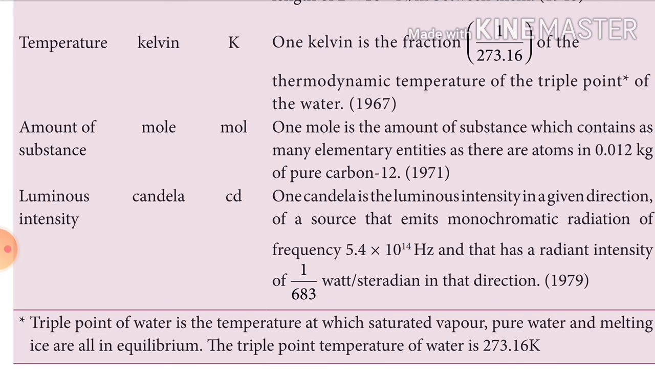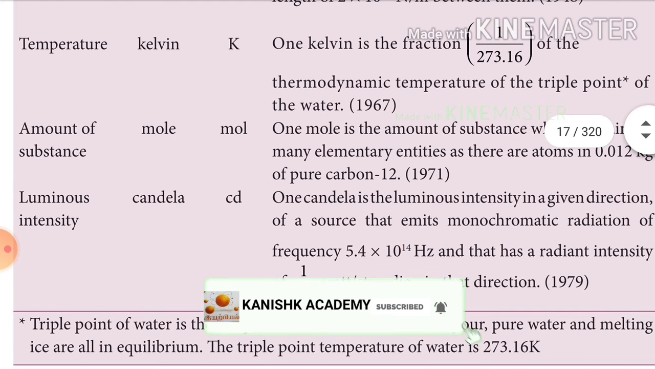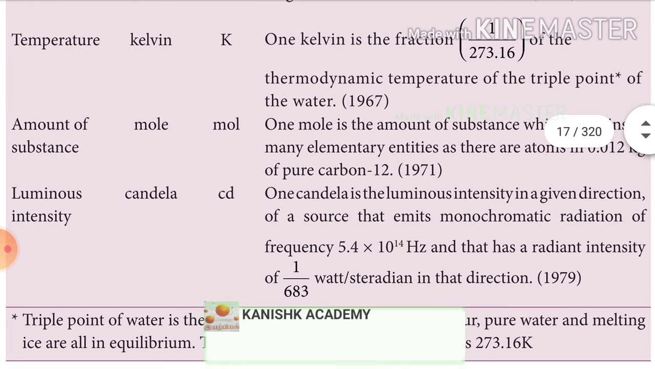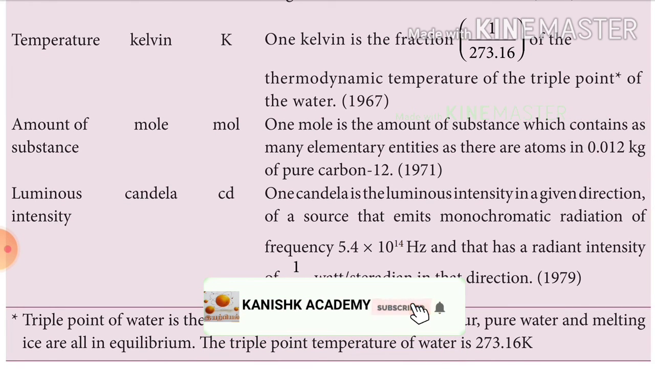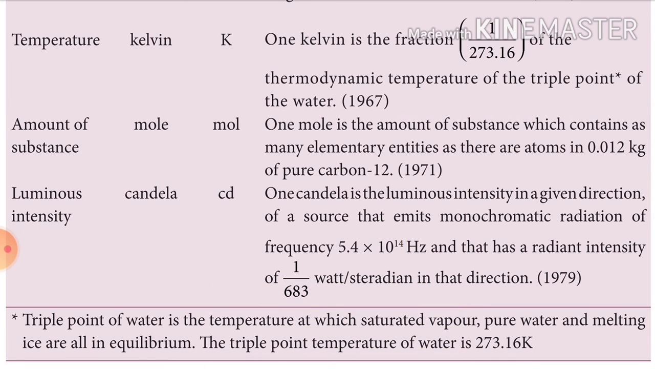1 candela is the luminous intensity in a given direction of a source that emits monochromatic radiation of frequency 5.4 into 10 power 14 hertz, and that has a radiant intensity of 1 divided by 683 watt per steradian in that direction. Then what is triple point?